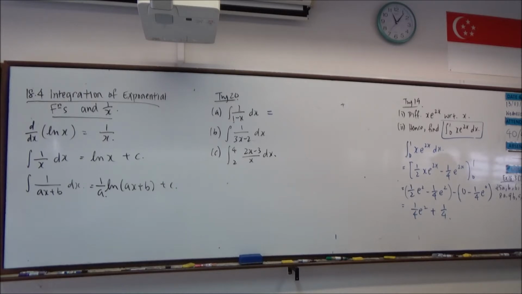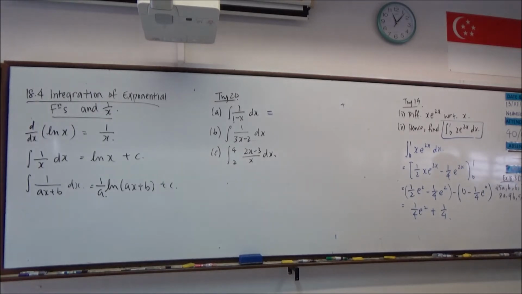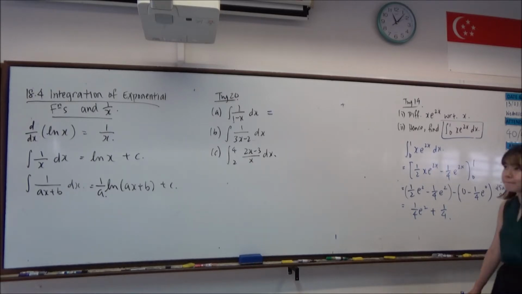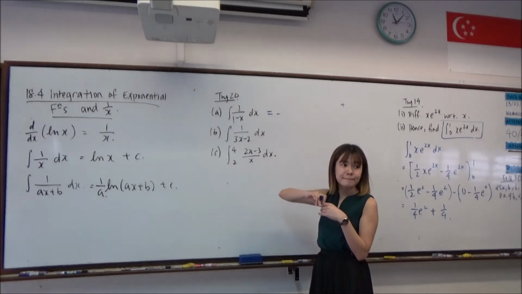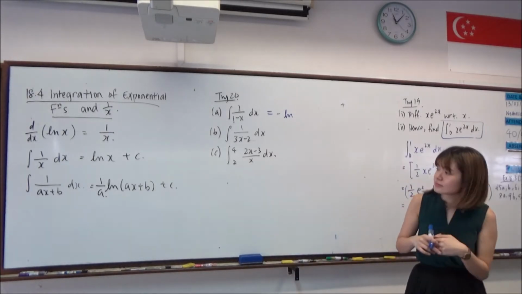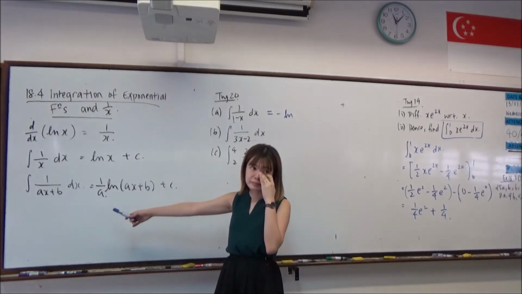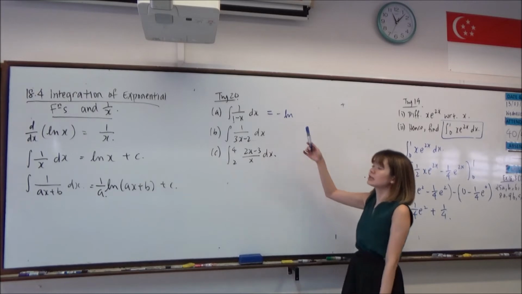Part A. What's the coefficient of x? Minus 1, okay, good. Then applying the second integral that we have here, what will we be getting? Does the function inside the ln change? What was given is ax plus b, right? So what do you think will be inside here? 1 minus x.